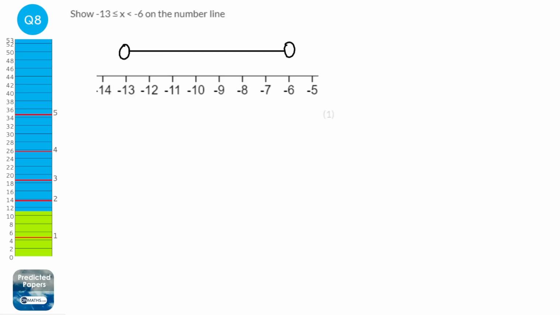Okay, next thing to do is figure out which of these dots are going to be filled in. So if it can equal that number, it gets filled in. So it can equal -13, so I'm going to fill that in. But for -6, it can't equal that, so it becomes a hollow dot.